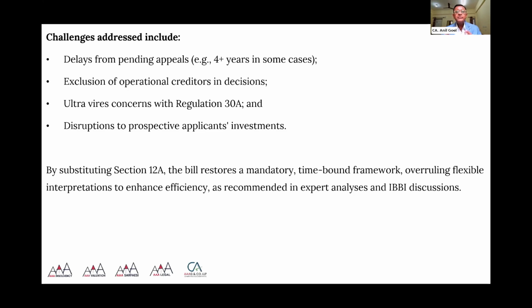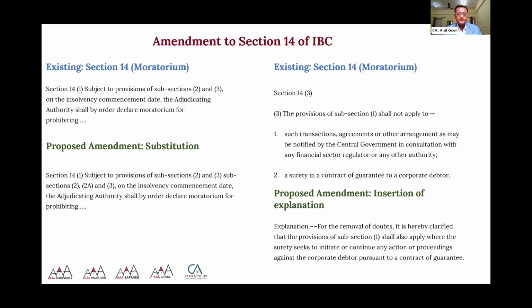So therefore, 12A is now mandatory. It is not directory, because earlier it was Regulation 30A. Now it is mandatory. It's a time-bound framework. It is overruling flexible interpretations to enhance efficiency, as recommended in the expert analysis. So, Ankit, I think you can add, because the 12A and especially this GLAS case, this was a good judgment.